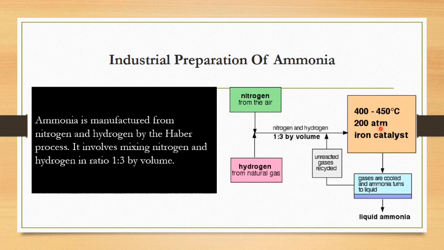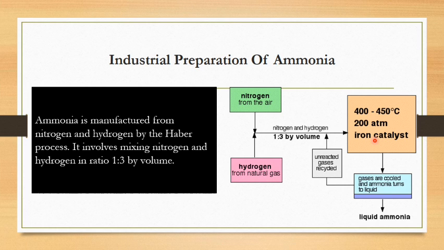So what we have here, 400 to 450 degrees Celsius is the optimum temperature, while 200 atm is the optimum pressure, that is a pressure that can still give them a good yield. Then they also require a catalyst, an iron catalyst.